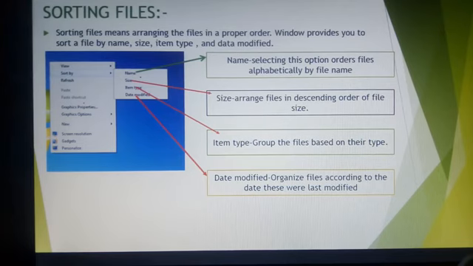That's why Microsoft Windows lets you sort files by name, size, item type and date modified. What do you mean by name? Selecting this option orders files alphabetically by file name. Size means arranging the files in descending order of file size. Item type groups files based on their types. Date modified organizes the files according to the date they were last modified.